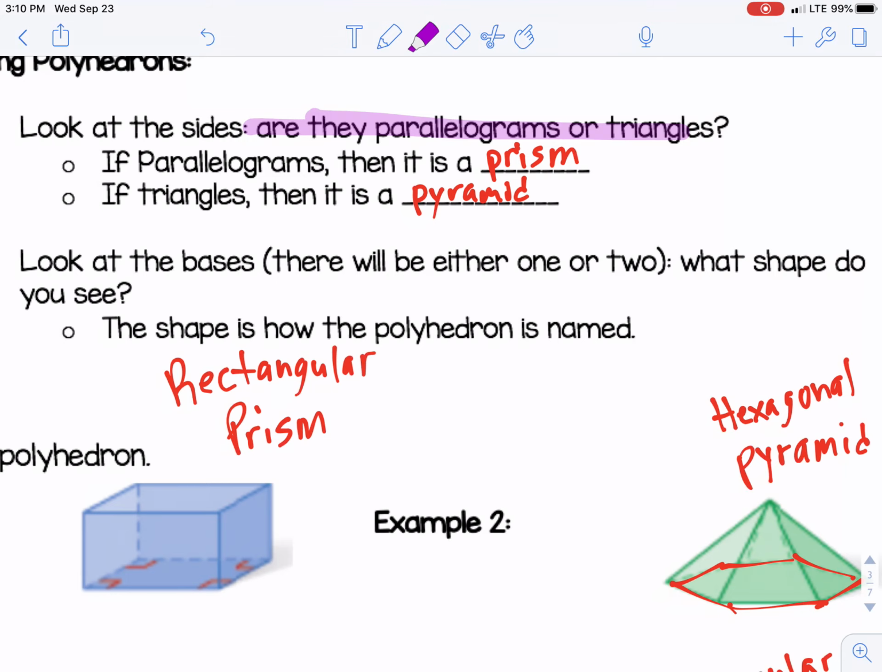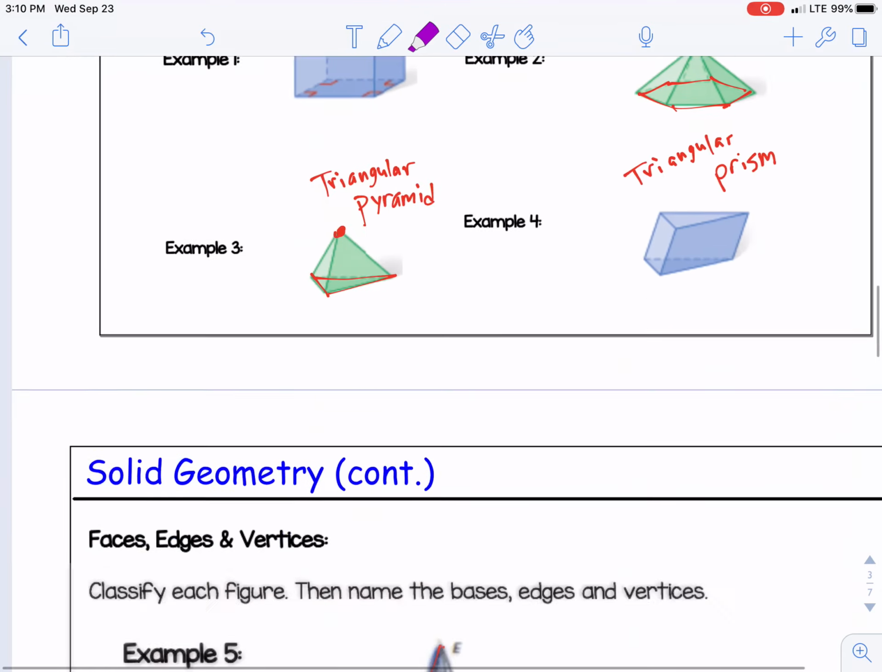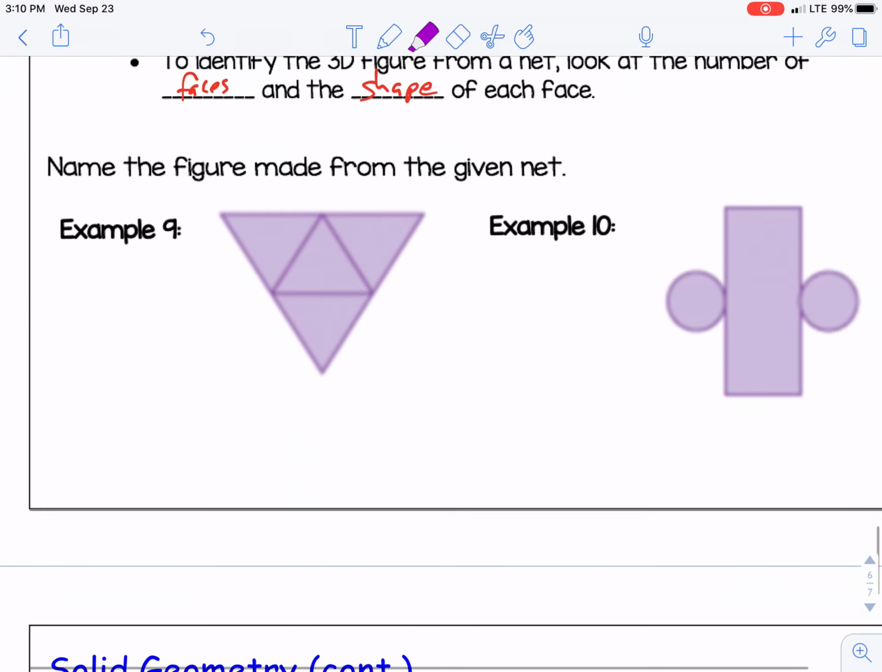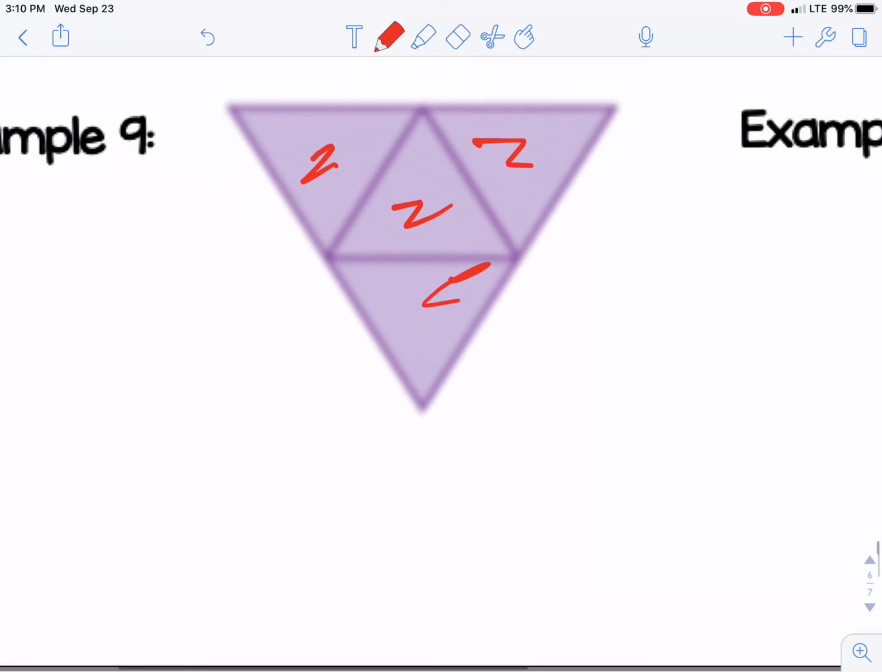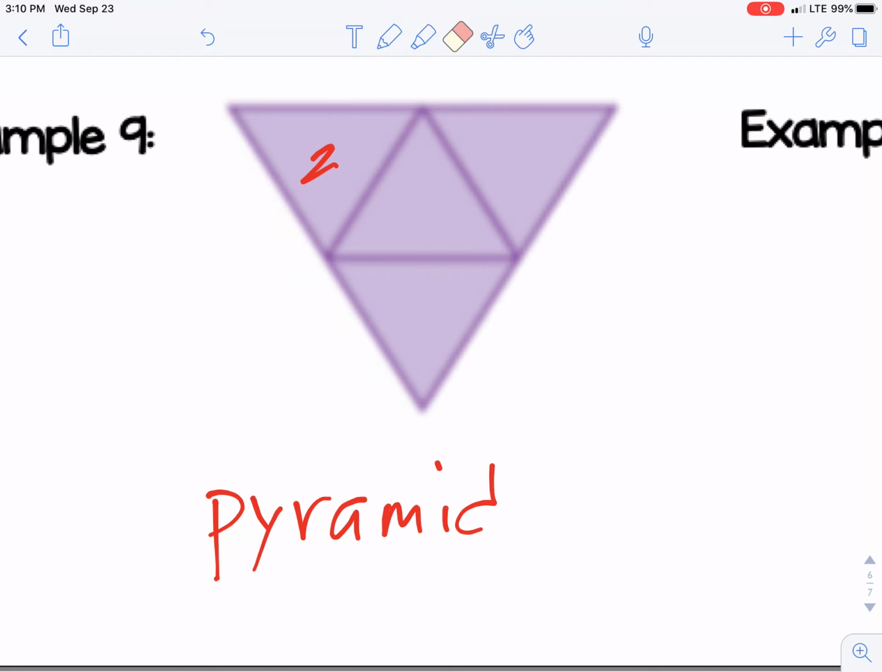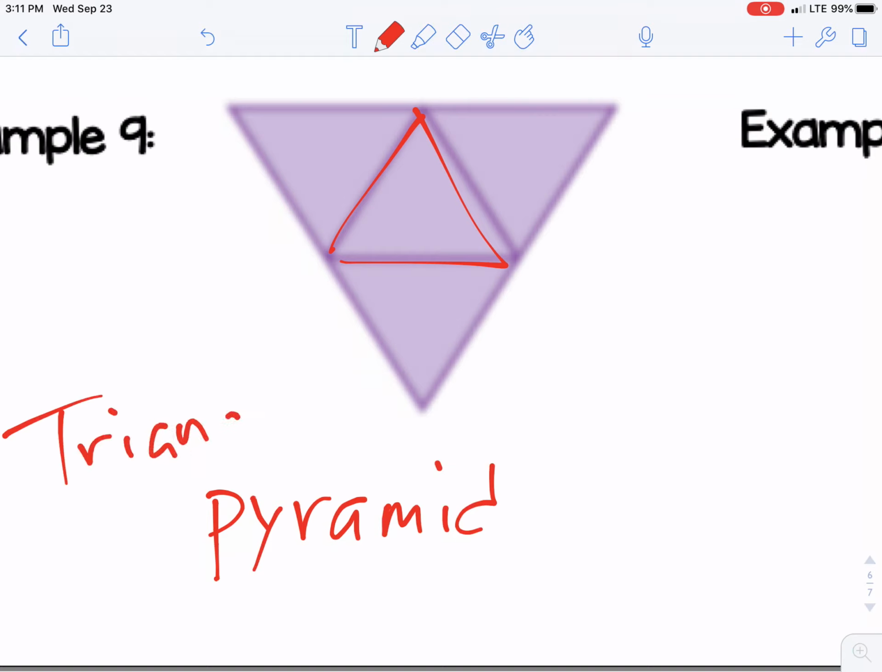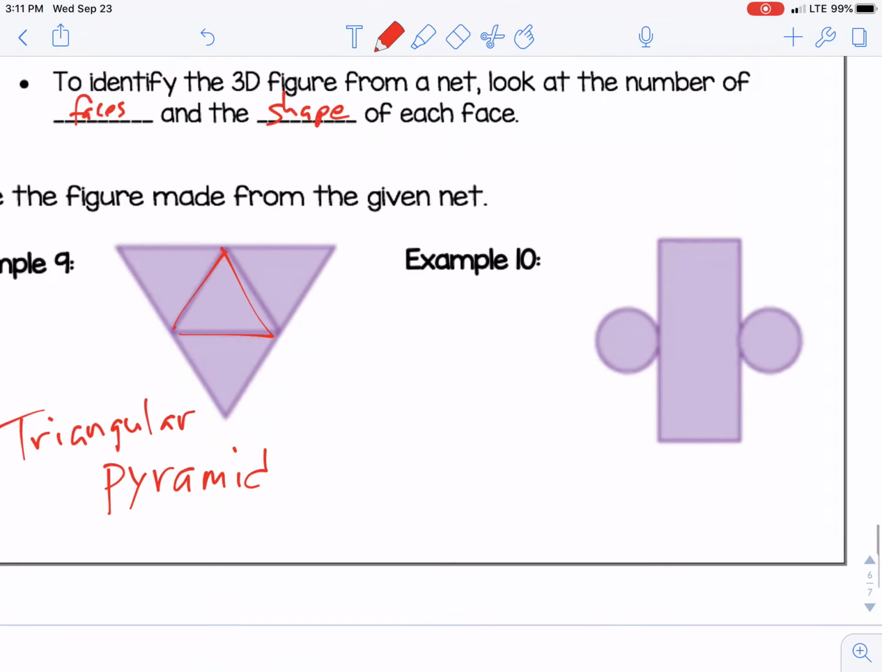So we're still looking at these shapes, but now they're kind of folded down. So when I'm trying to figure out what the figure is with this one, I see a bunch of triangles. Okay, those are a bunch of triangles. That's going to mean it's a pyramid. All right, since they're all triangles, we would call that the base probably, so this would be a triangular pyramid.